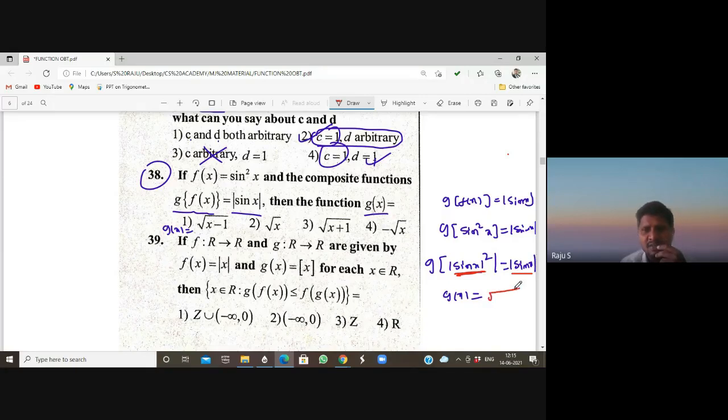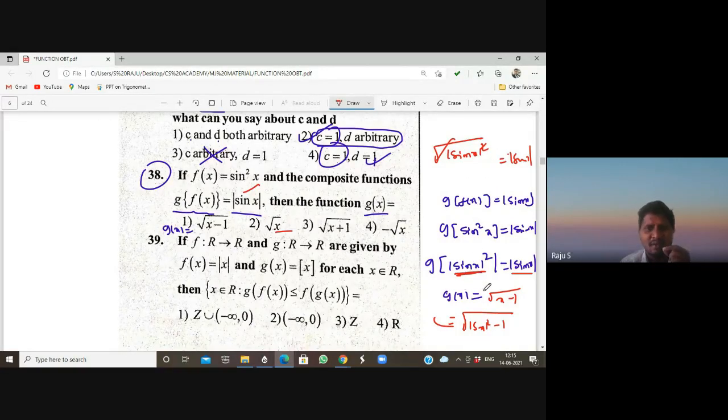If I choose the first one, x minus 1, we are going to get square root of modulus sin x the whole square minus 1. Is it equal to the output modulus sin x? No. For the second option, square root of x, the input modulus sin x the whole square you can give. The square root gets cancelled, and that is the output we are getting.